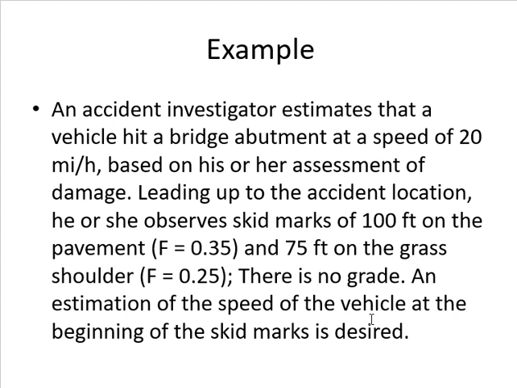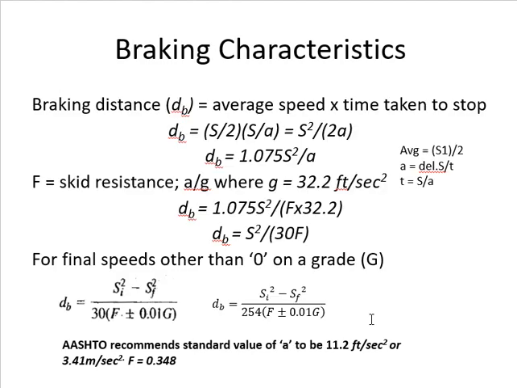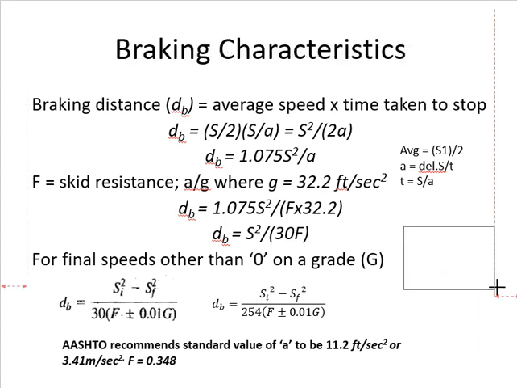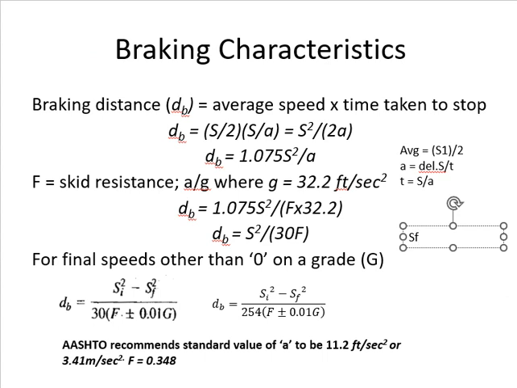Okay, clear up till now? So now we have to find out what is the speed of the vehicle at the beginning of the skid marks. When he started to brake, what was his initial speed? Now this is the equation we have. What do we have? Which speed is given? Final speed is given. So SF is given.